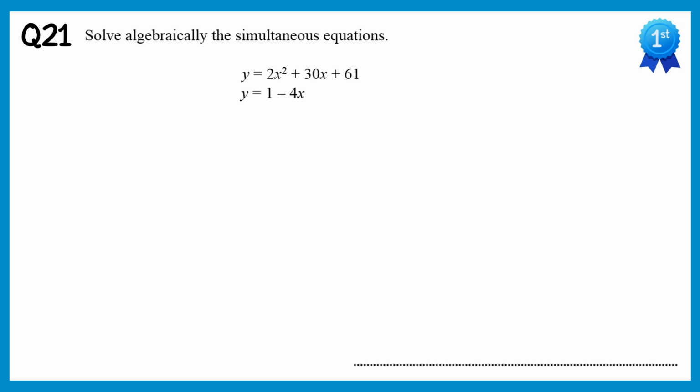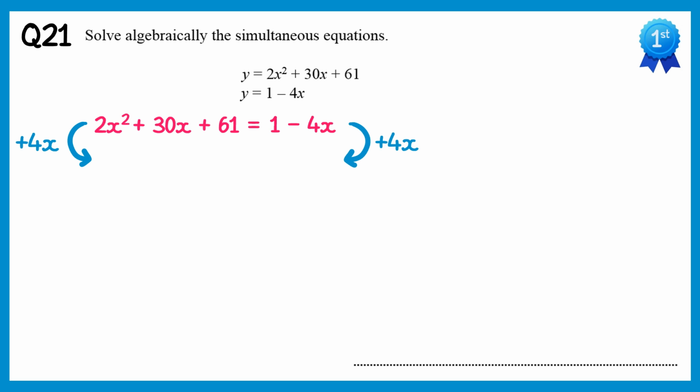Because both of these simultaneous equations are written in the form y equals, we can set them equal to each other. So we can write 2x squared plus 30x plus 61 equals 1 minus 4x. We now want to get all of the terms on the left hand side. So first of all add 4x to both sides. On the left the 30x will become 34x, and on the right we'll just be left with 1.